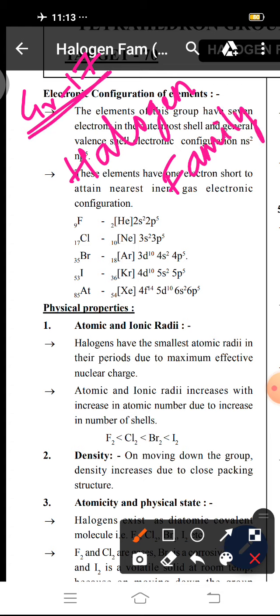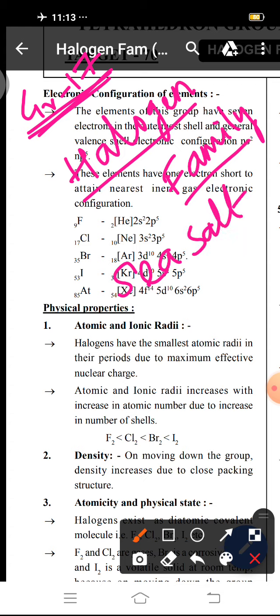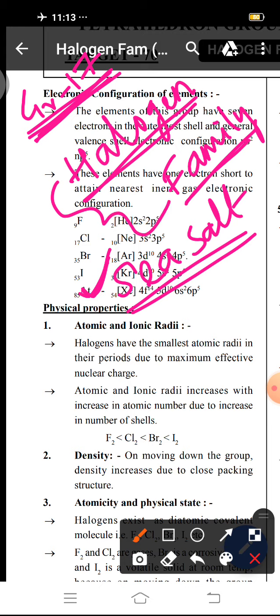Why are the group 17 elements called the halogen family? Because the first three members of this family form sea salt. So due to the formation of sea salt, these group elements are otherwise known as the halogen family.